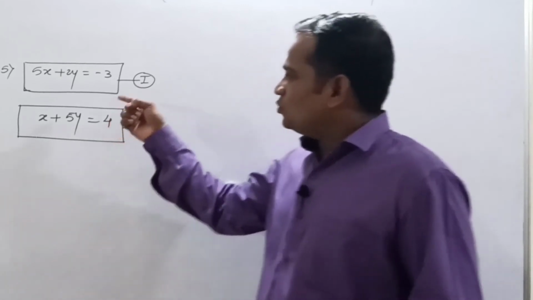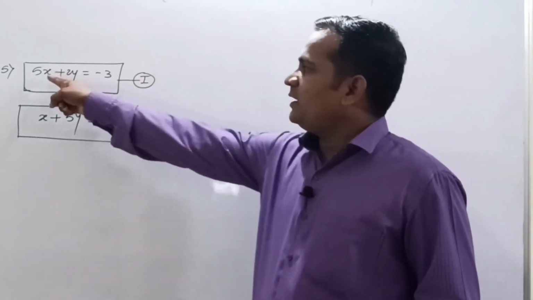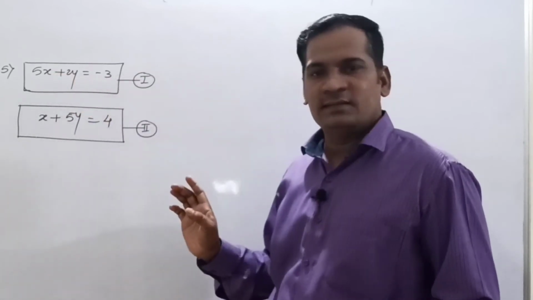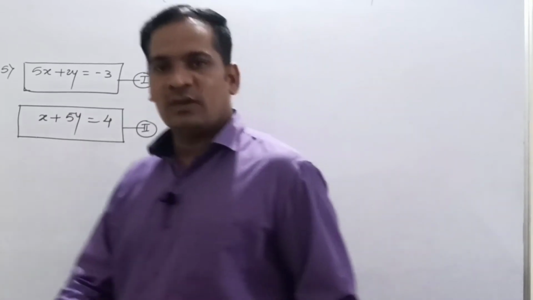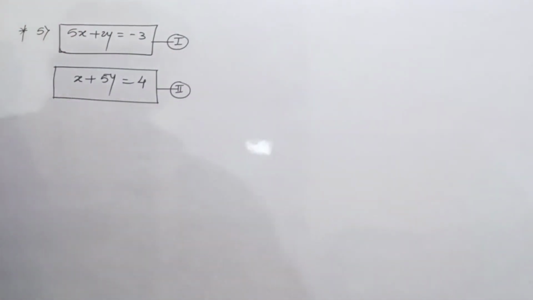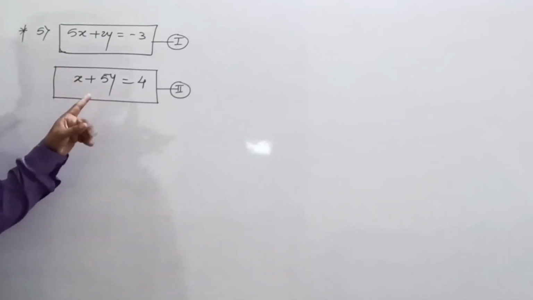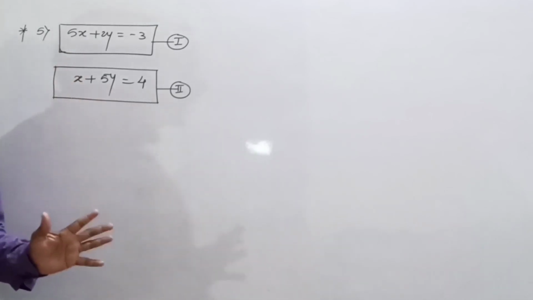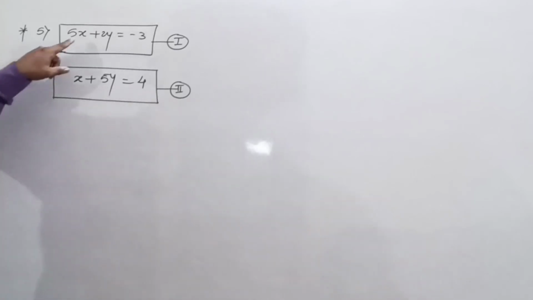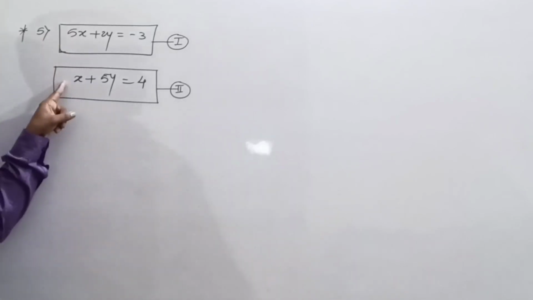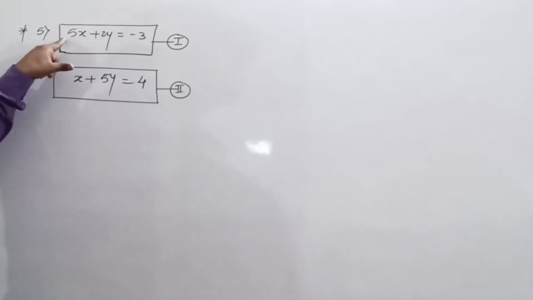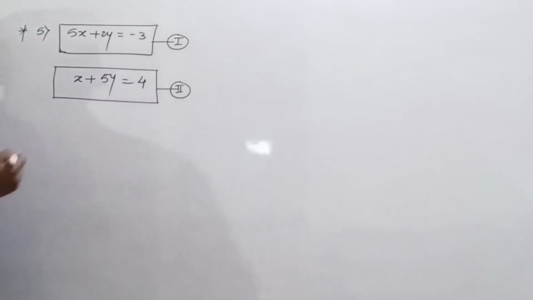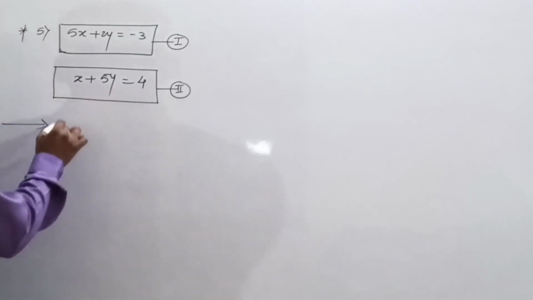Okay, again two simultaneous equations are there. 5x plus 2y is equal to minus 3 and x plus 5y is equal to 4. So let's solve this simultaneous equation. Now in case of these two simultaneous equations, any one variable should have an equal coefficient. So here look at the x, 5x is there, so we have to multiply equation number second by the coefficient of the x, and that is 5.